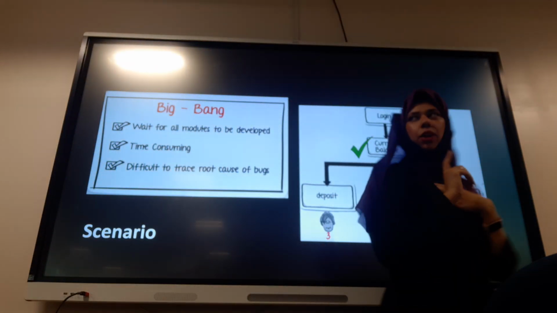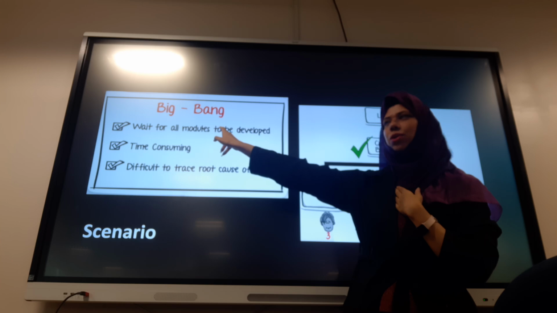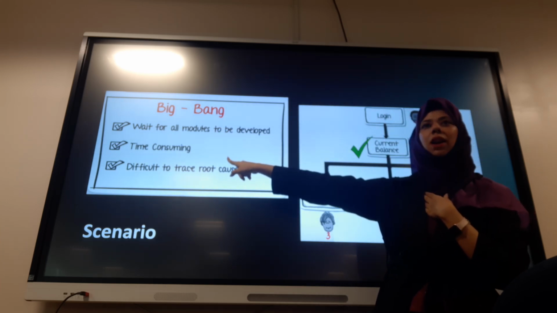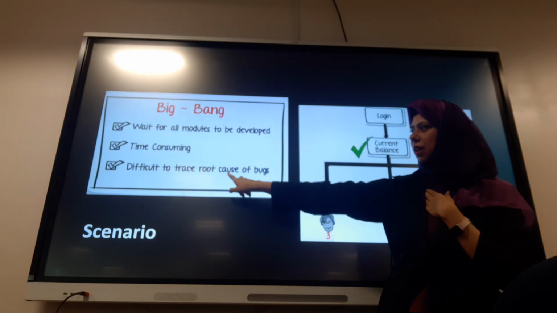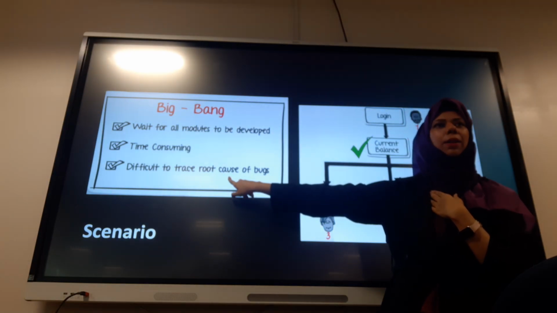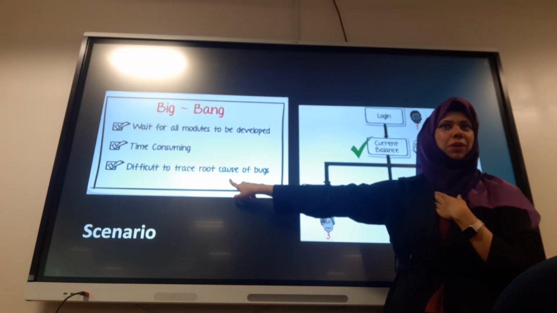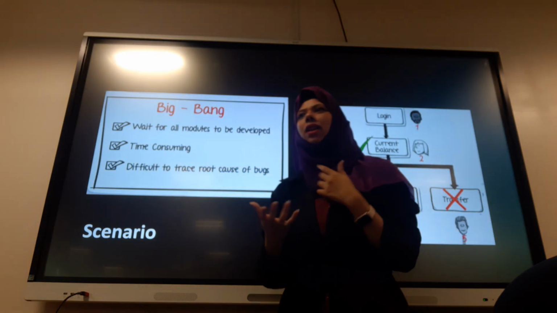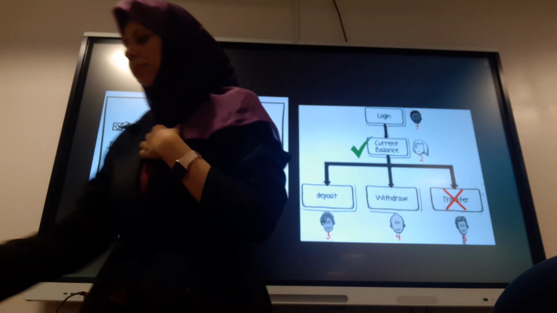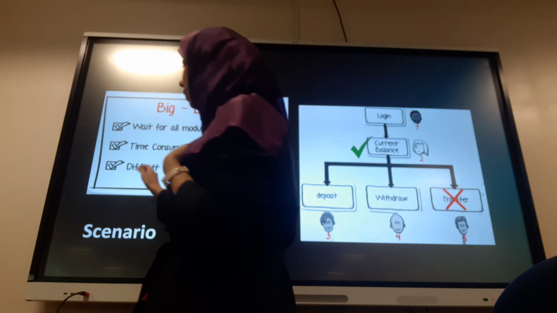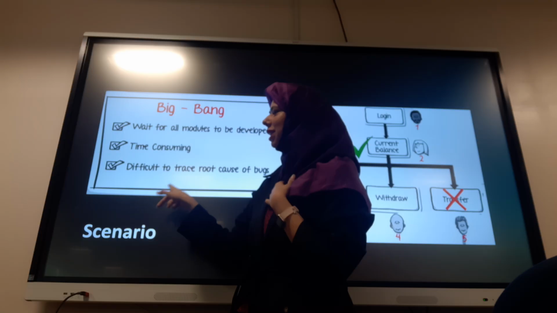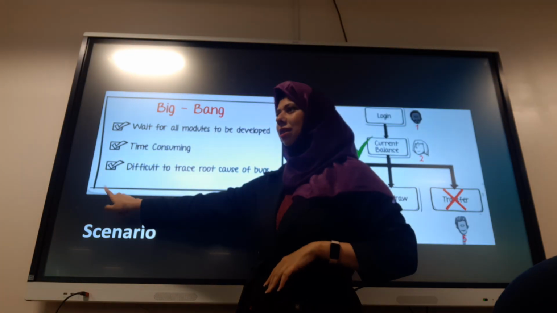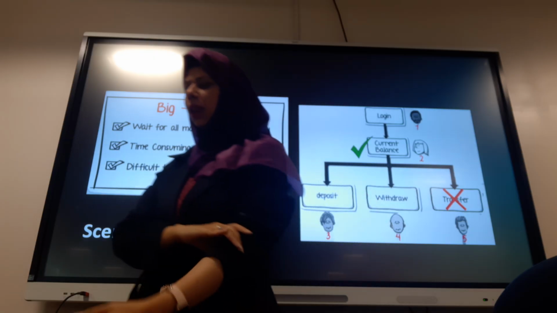So I cannot go here with the big bang approach. I can't say I'm waiting for everyone to finish. This is simply time consuming, and it will be difficult for me to trace back the root cause of any bug, right? So when you test all together, you can't really tell who is bringing this bug into place. But if you do it incremental, you can tell, okay, this bug is new for me, so this is coming mostly from this recent module I'm testing.